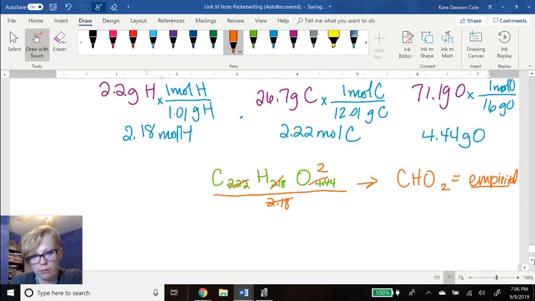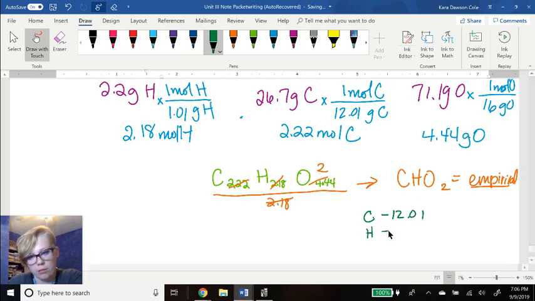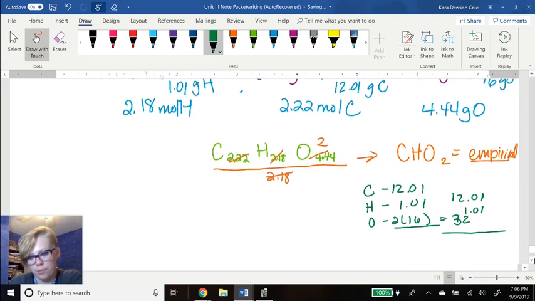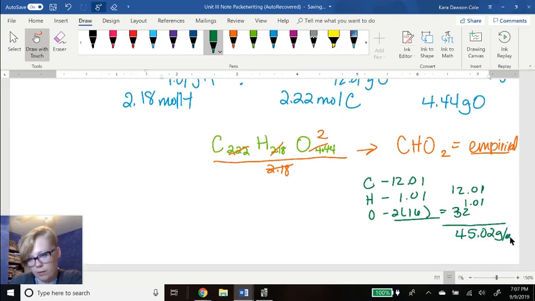To get my molecular formula, I need to calculate the molar mass of my empirical formula. I've got C, which I know is 12.01, and I've got one of those. I've got hydrogen, which is 1.01, and then I've got oxygen, which is 2 times 16, that equals 32. Adding 32, 1.01, and 12.01, I have 45.02. So that was my first step there.